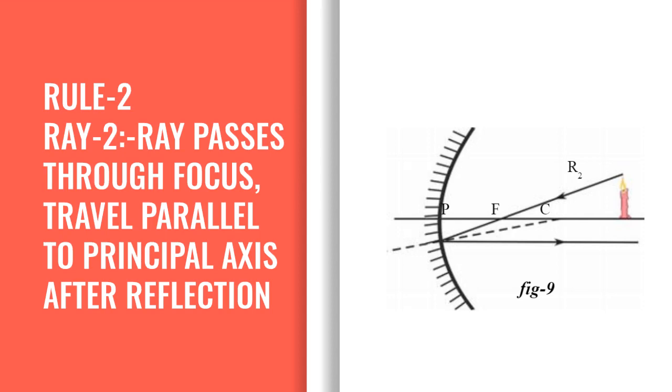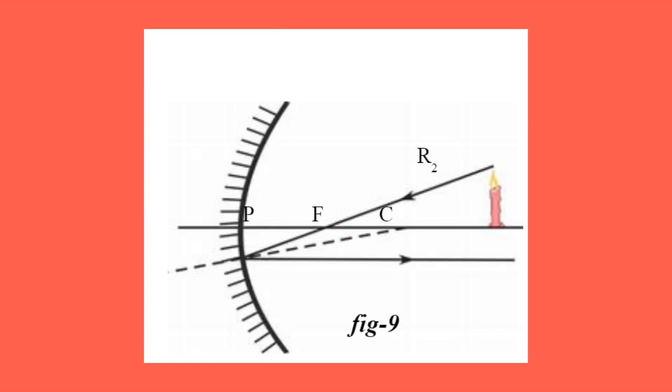This rule is the converse of rule 1. In rule 1, the ray which is parallel to the principal axis passes through the focus after reflection. But here, the ray which passes through the focus travels parallel to the principal axis after reflection. That's why these two rules are converse to each other. You draw it, my dear children.